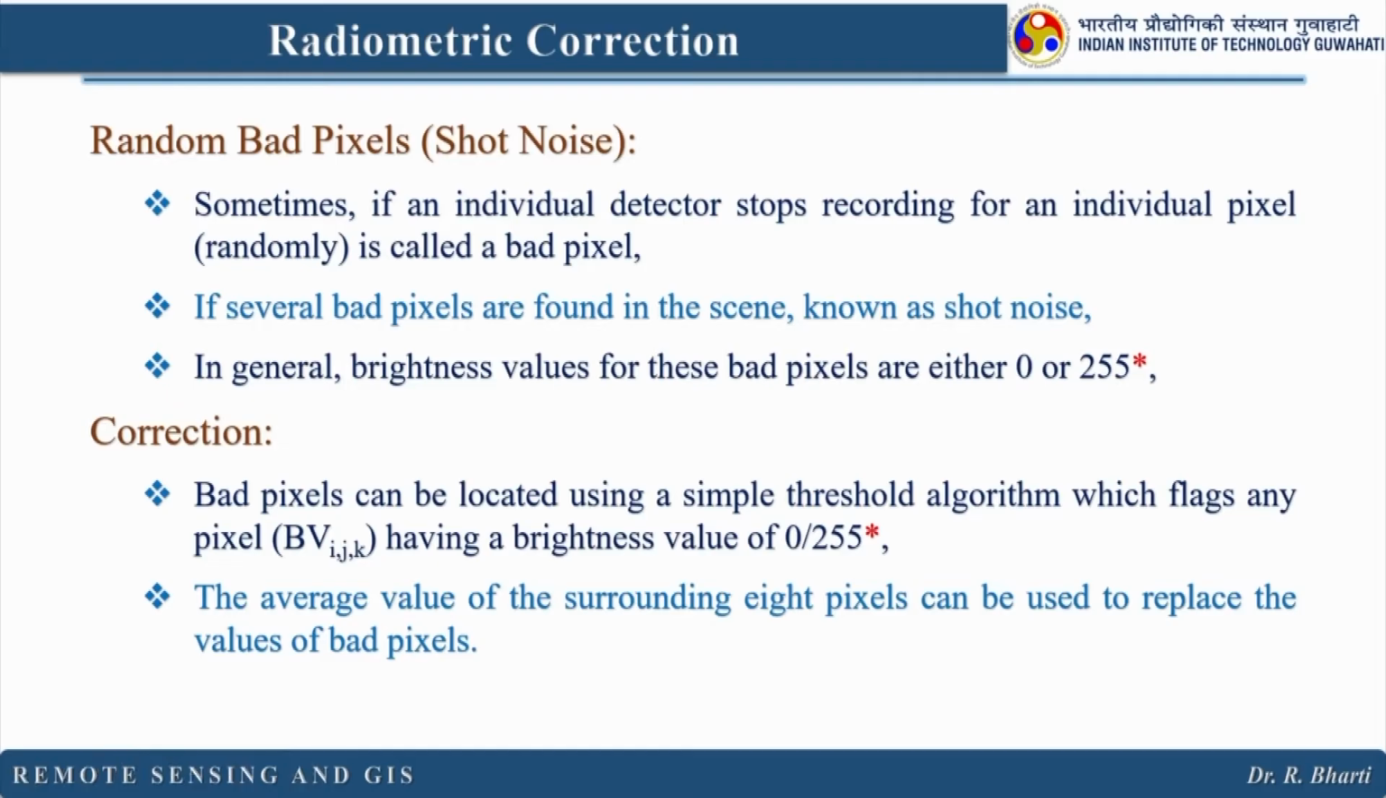And how do we correct this one? The average value of the surrounding 8 pixels can be used to replace the value of the bad pixel. So what we do is identify those pixels which have 0 or 255 value, then the surrounding pixels can be used to calculate or estimate the average, and that bad pixel value will be replaced with the calculated average value, right? So, here this is one example.